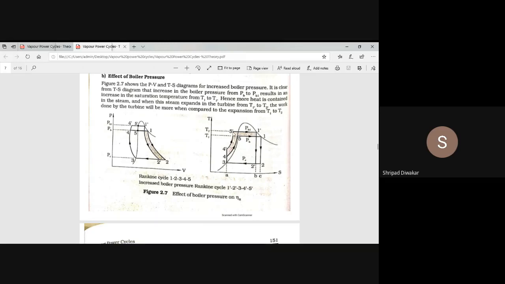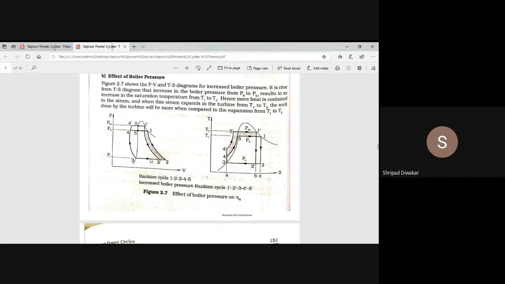Next, from 5 dash, draw one more horizontal line till it cuts the saturation line at some point. Mark this point as 4 dash, next 5 dash, and then 1 dash. Then from 1 dash drop down till it cuts the 2 3 line at some point. Mark that point as 2 dash. This is how to draw the PV and TS diagram when the boiler pressure is increased.